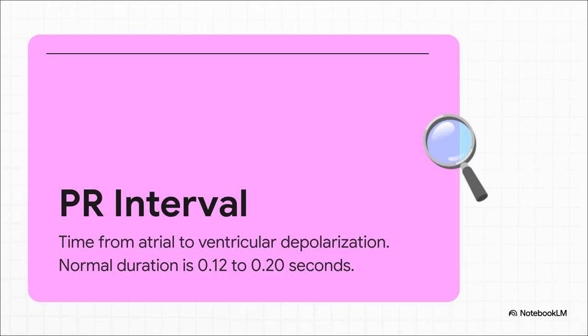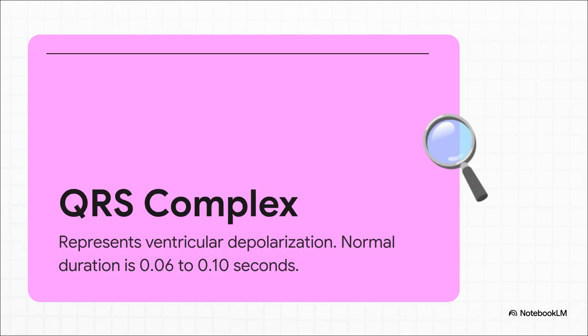Next is the PR interval. This measures the time it takes for that electrical impulse to get from the atria, pass through the AV node, and head down to the ventricles. That little delay is super important for timing everything just right, and it normally takes between 0.12 and 0.20 seconds. And here we have the main event, the QRS complex. This big, sharp spike is the electrical signature of the powerful ventricles depolarizing. It happens really fast, normally lasting less than 0.10 seconds.